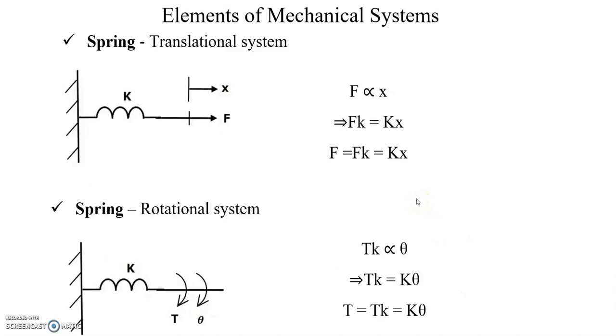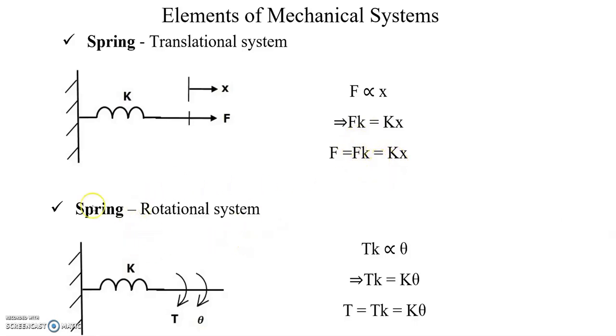Next is the last element, the spring. The spring is also an element which stores potential energy. If a force is applied on the spring, then it is opposed by an opposing force due to the elasticity of the spring. The opposing force is directly proportional to the displacement x, where k is the proportionality constant and Fk is the opposing force.